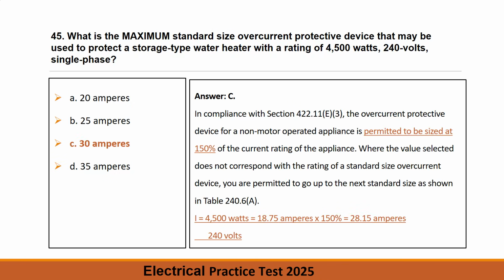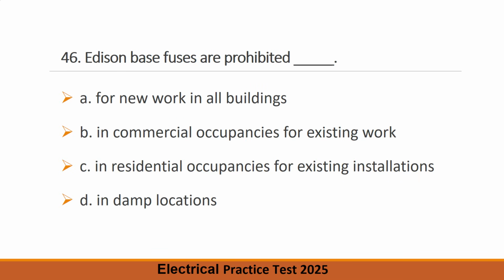Answer, C. In compliance with section 422.11(E)(3), the overcurrent protective device for a non-motor operated appliance is permitted to be sized at 150% of the current rating of the appliance. Where the value selected does not correspond with the rating of a standard size overcurrent device, you are permitted to go up to the next standard size as shown in Table 240.6(A). I equals 4,500 watts divided by 240 volts equals 18.75 amperes x 150% equals 28.15 amperes.